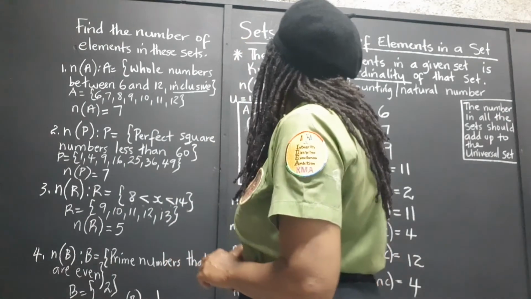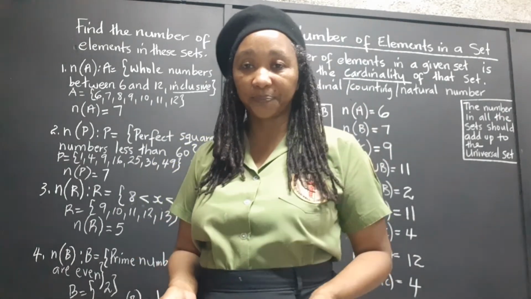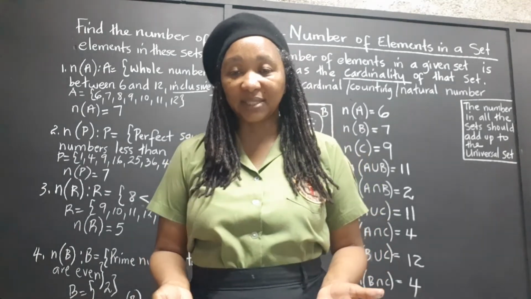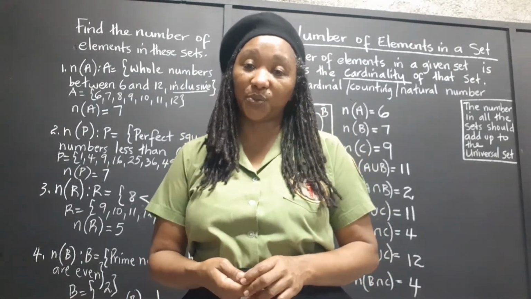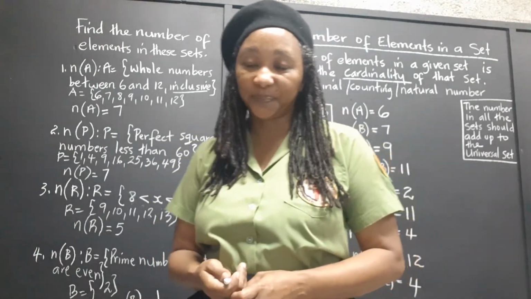And that wraps it up for the number of elements in a set. The cardinality of a set. All we need to do is to count the elements and write it.